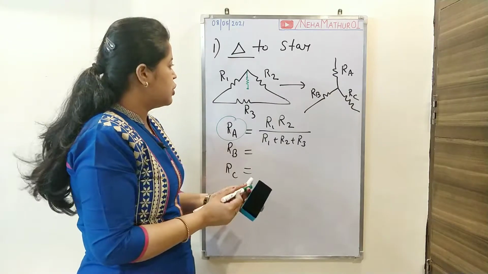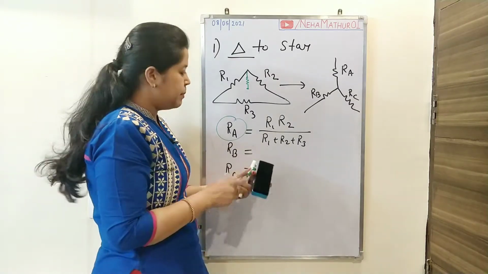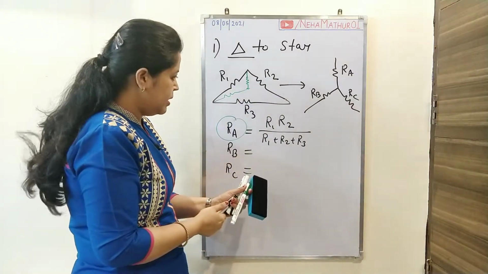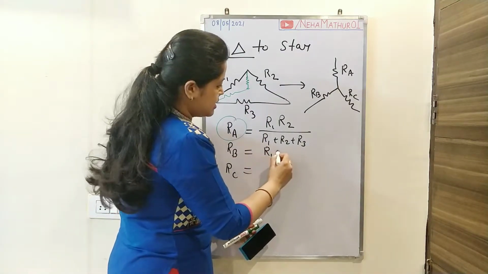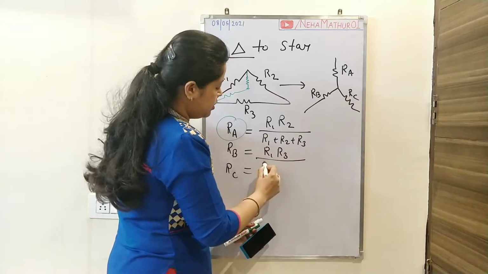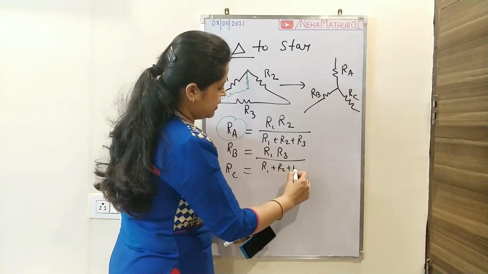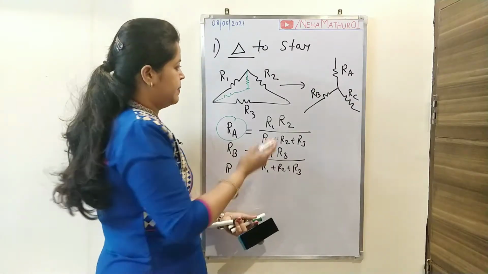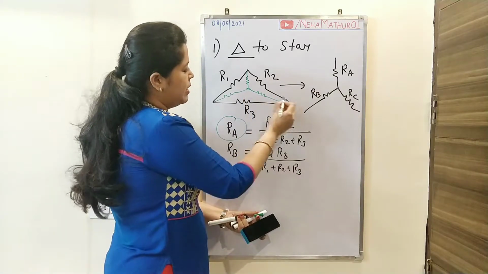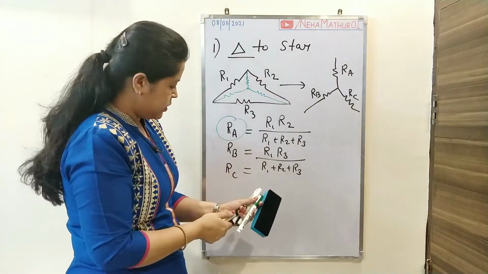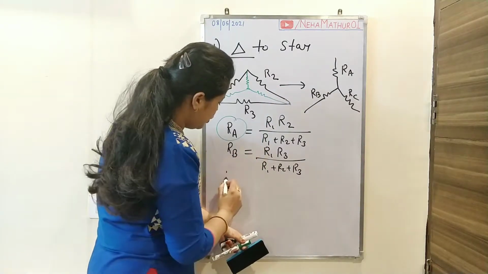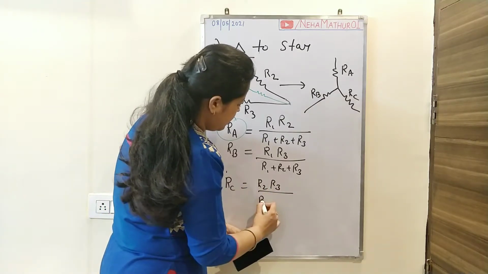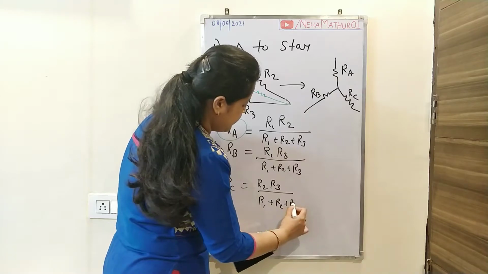Similarly, for the calculation of RB, the RB is an intermediate between R1 and R3. So it will be like this: R1 R3 upon R1 plus R2 plus R3. Similarly, your RC is the equivalent of R2 and R3. So you can calculate the value of RC with the help of R2 R3 upon R1 plus R2 plus R3.